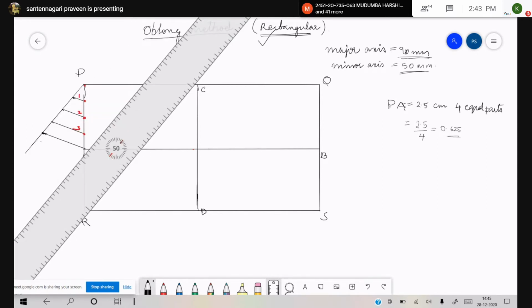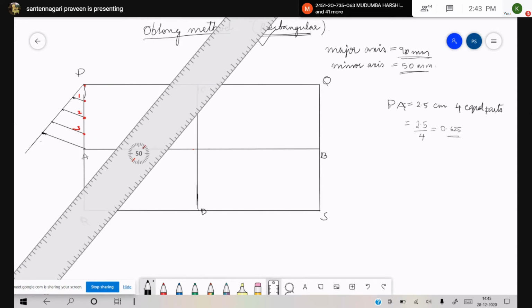That's all. Now suppose this PA should be divided into 5 parts or 6 parts, then what I have to do? I have to divide this line also into 6 equal parts. However many parts I wanted PA to be divided into, the same number of parts this inclined line also should be divided into. So keep this in your mind.